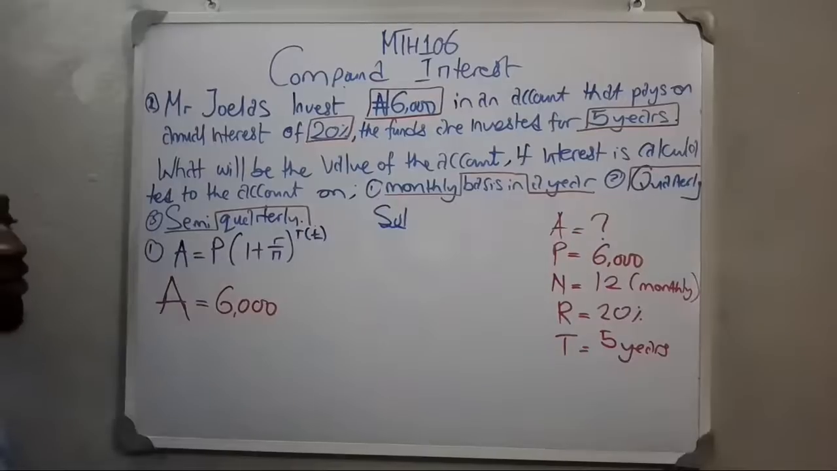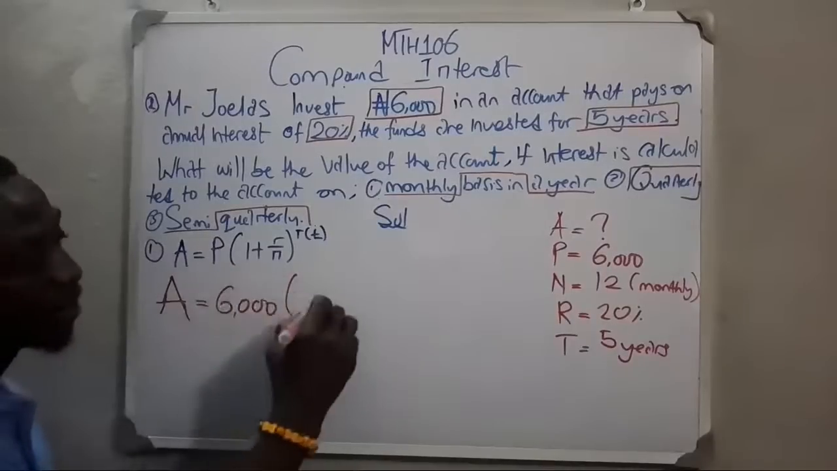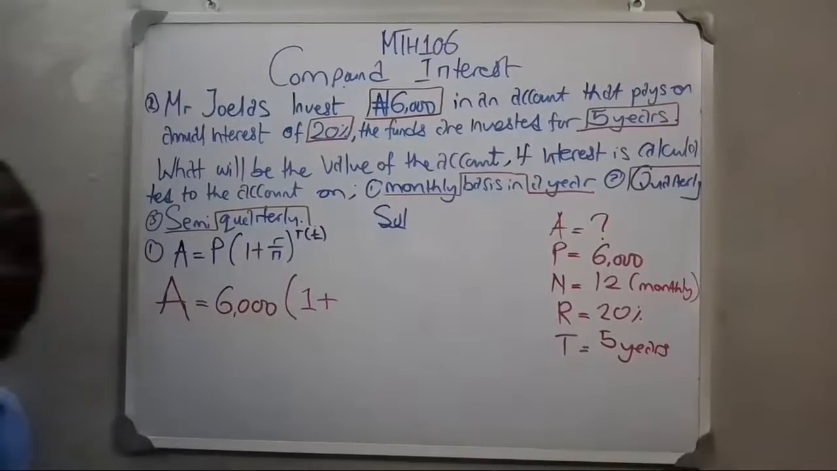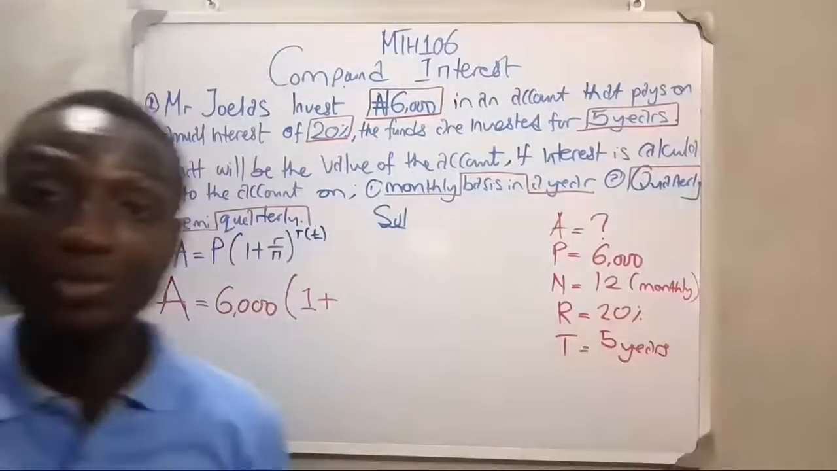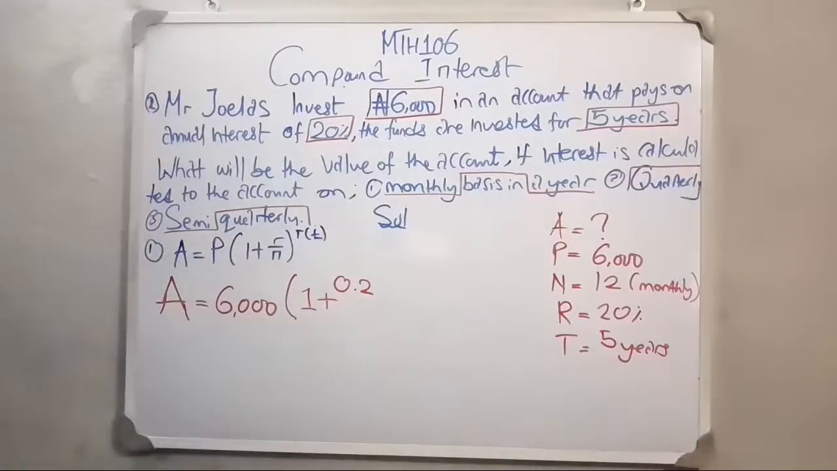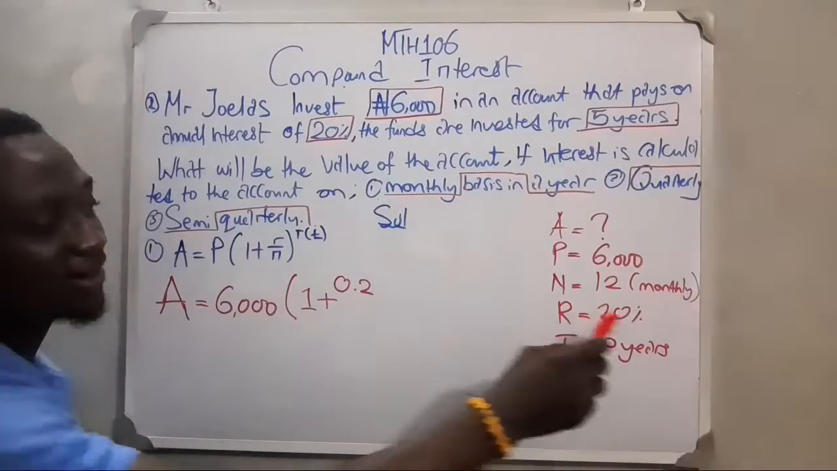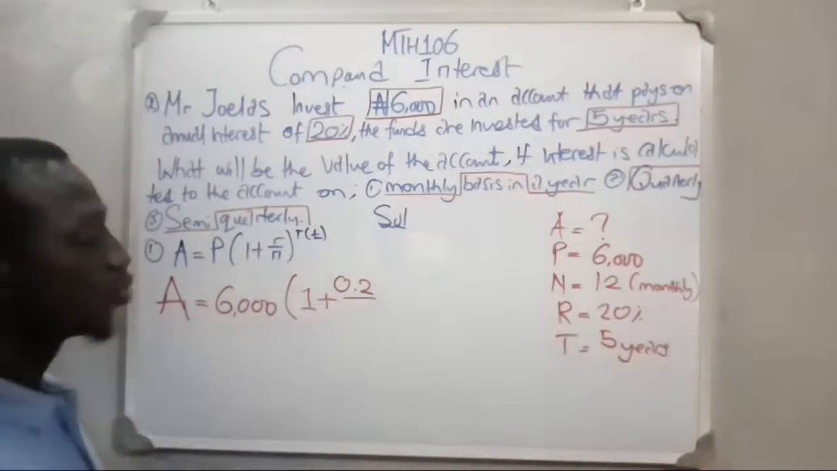Okay. Then we open the bracket. According to the formula, it says 1. Bring down the 1 plus R, which is a percentage. So we convert this by dividing this 20 by 100. What we have is 0.2. Are we on the same page, Mr. Jewelers? All right. So when we divided this 20% by 100, we had 0.2.